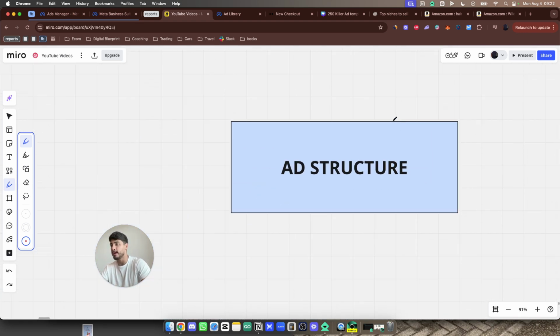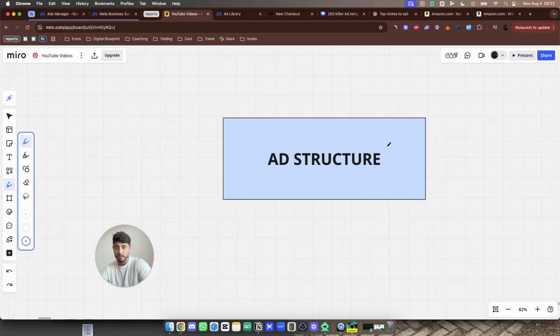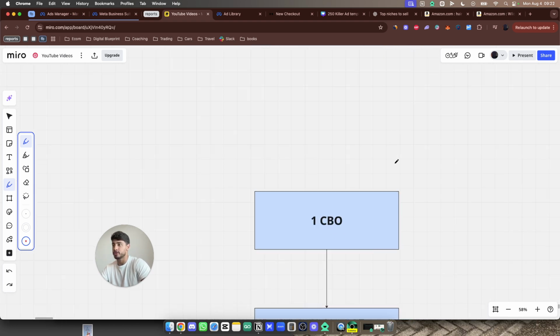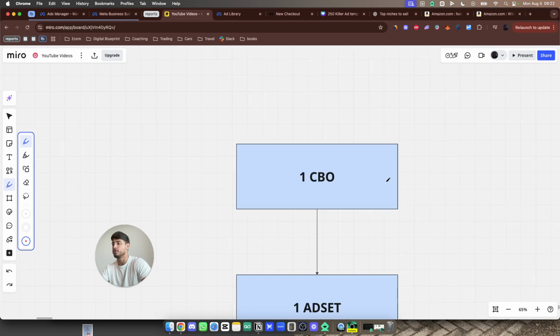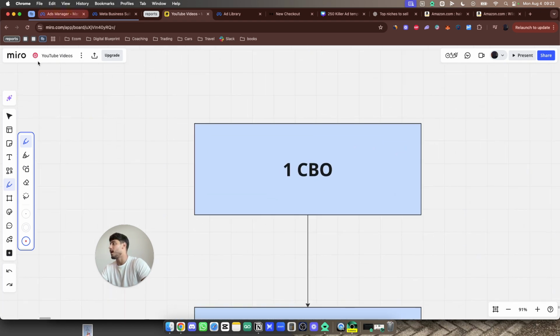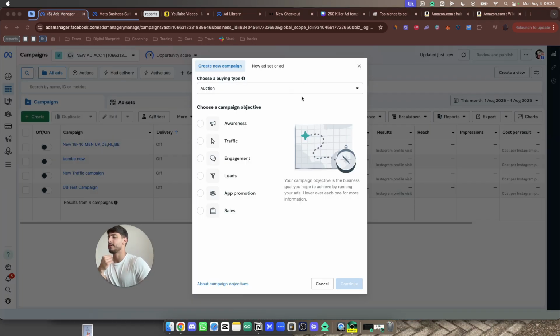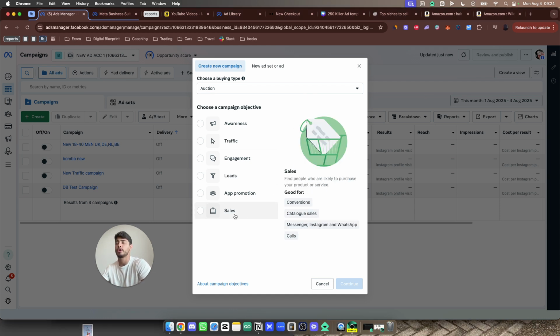So what we're going to go into right now is your ad structure. We're going to launch ads together. The first thing we're going to do is hop over to Facebook Ads, basically your ad manager. Then you click on sales. This is the way we're going to launch a campaign. We're going to click on sales and continue.